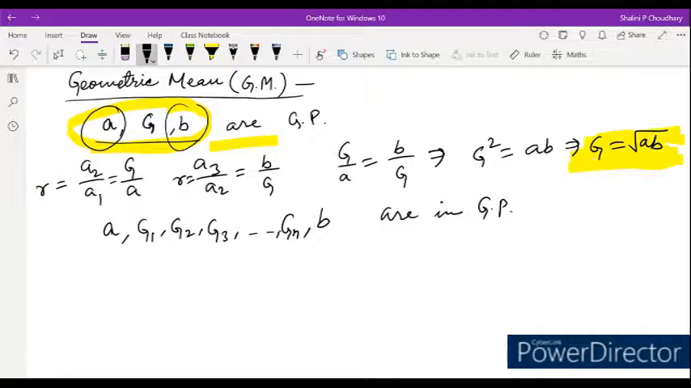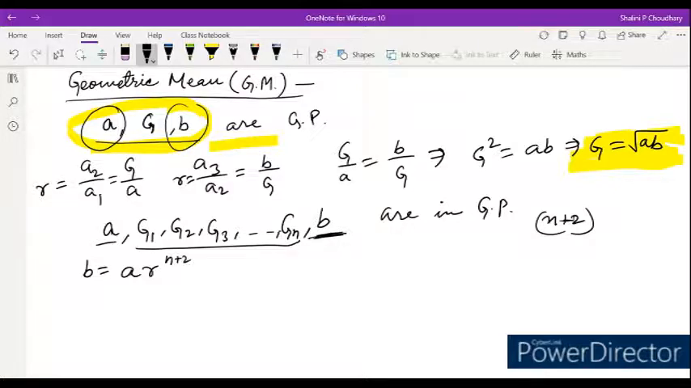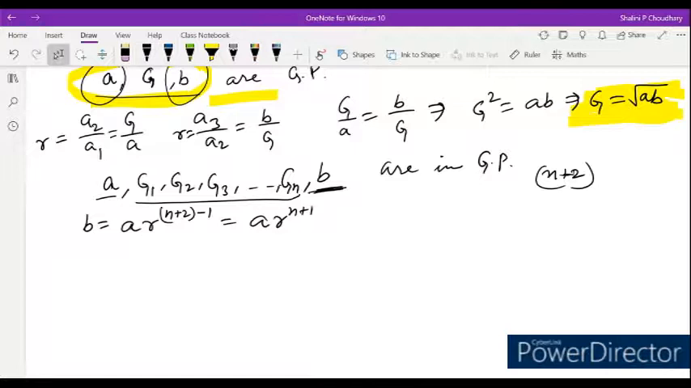First of all, see, B is the last term. How many terms are there? These are n, and one here and one there. So total there will be n plus 2 terms. B will be the last term, or nth term, which is equal to AR to the power of n plus 2 minus 1, that is AR to the power n plus 1. Now, based on this, we can find out the value of R.